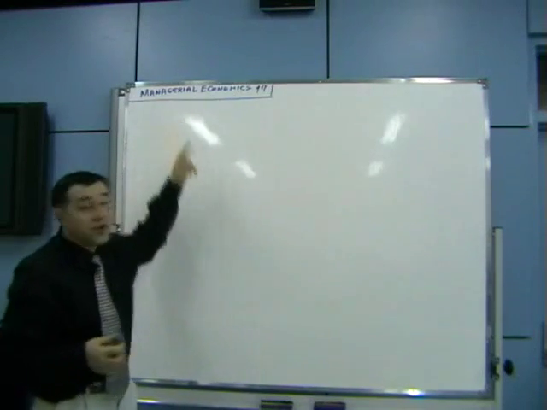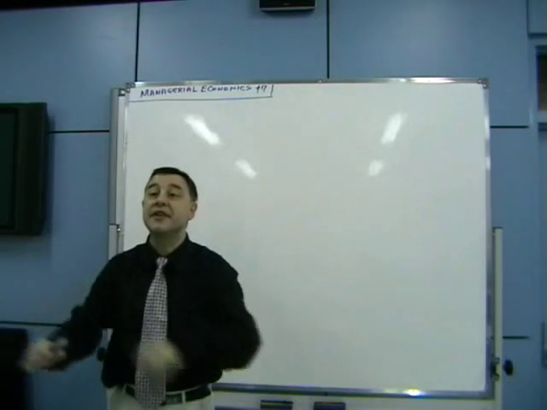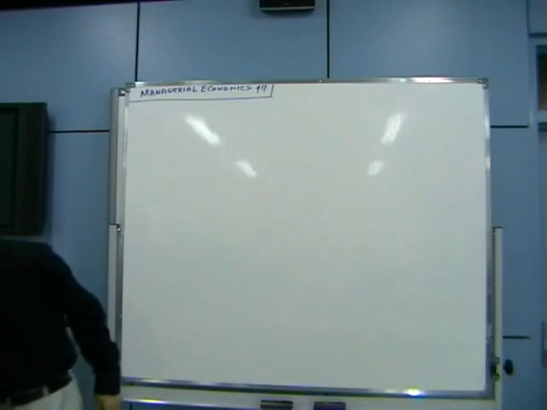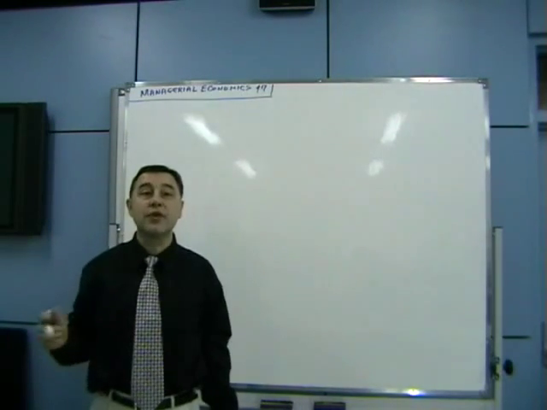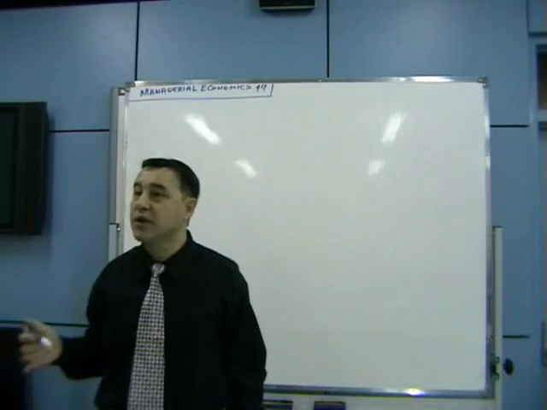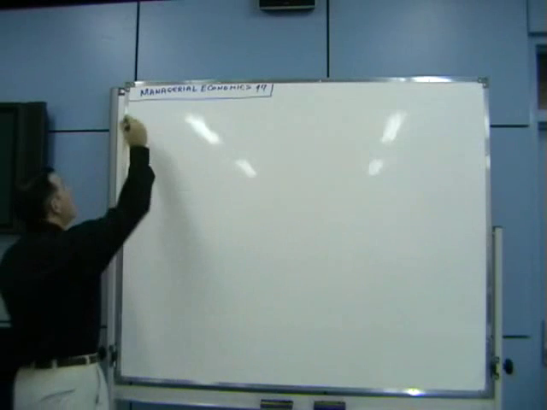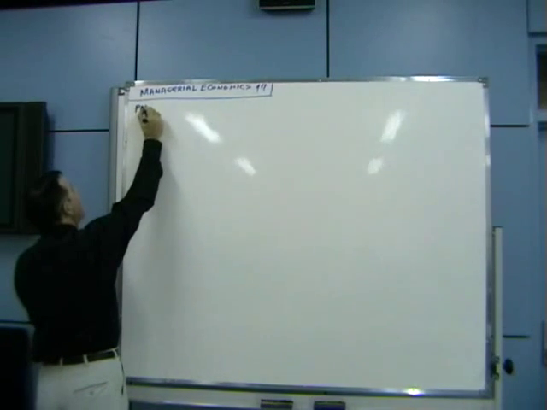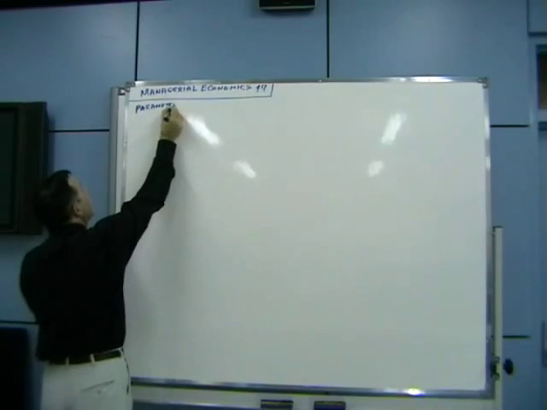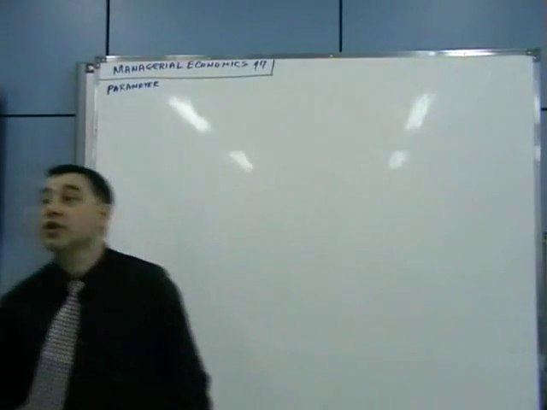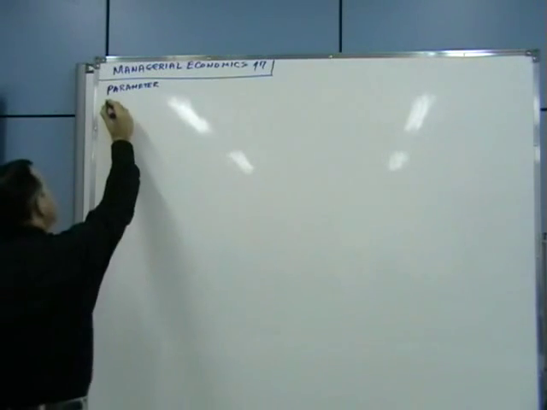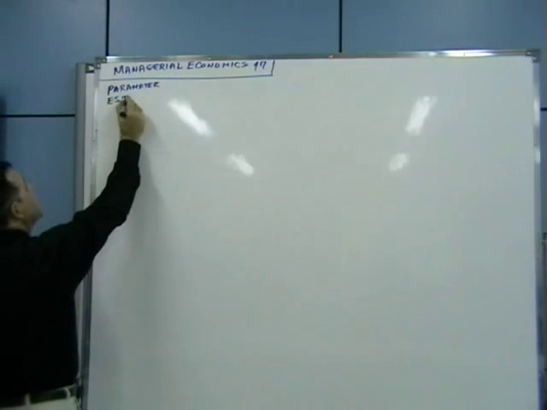We continue Managerial Economics 17, and we continue with econometrics. So let me review very quickly, hopefully within 5 minutes, what we did last time. Number one, we did parameters. And we were trying to get the estimates of those parameters.